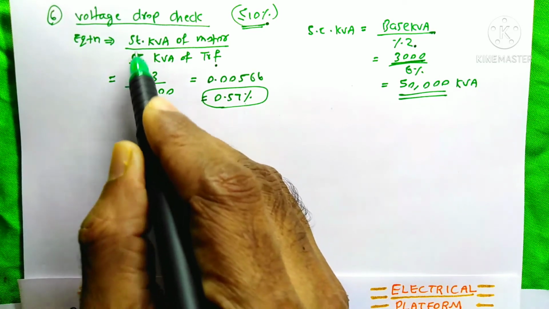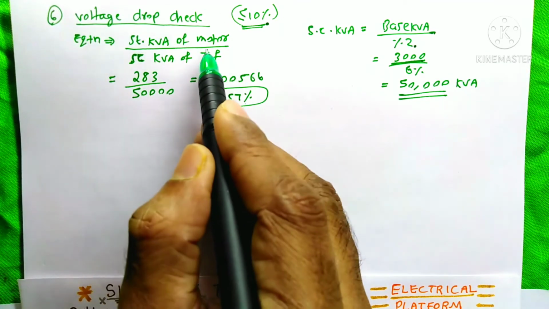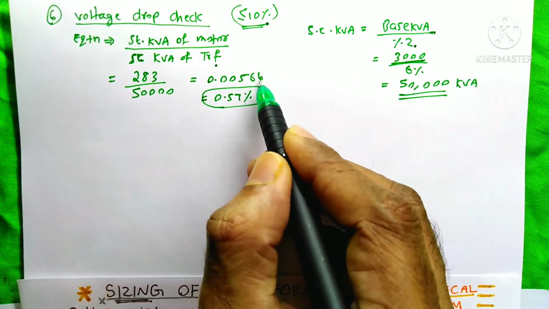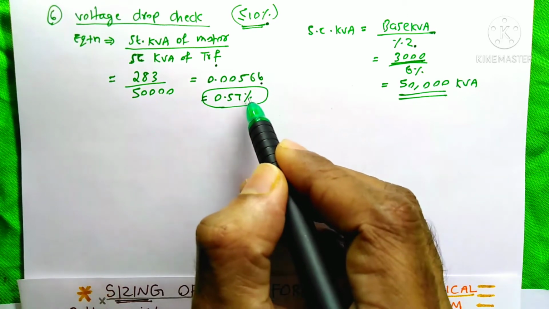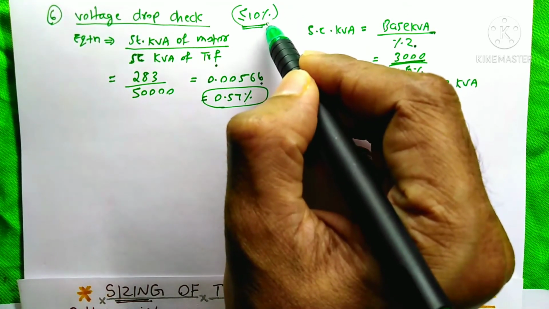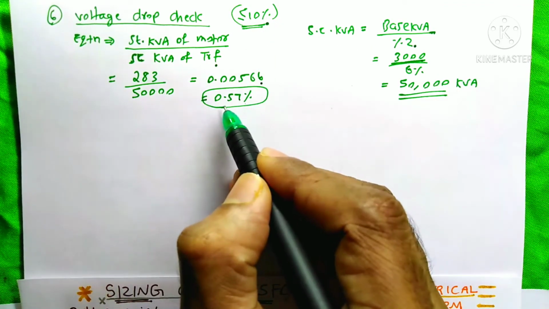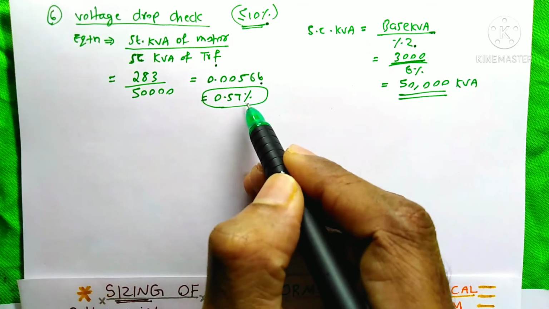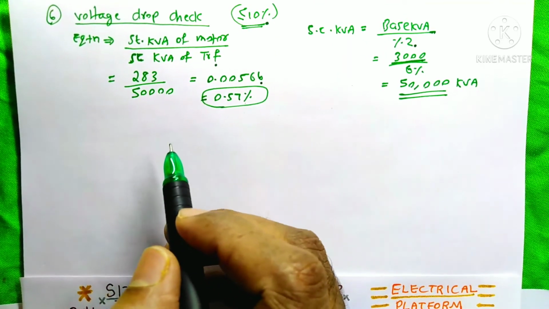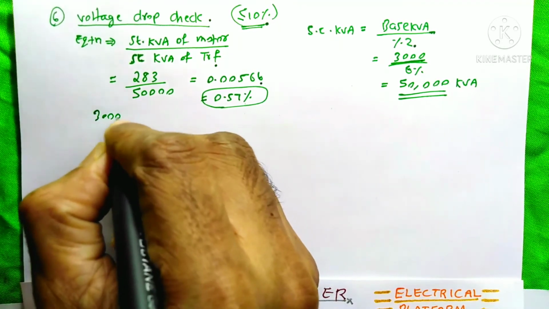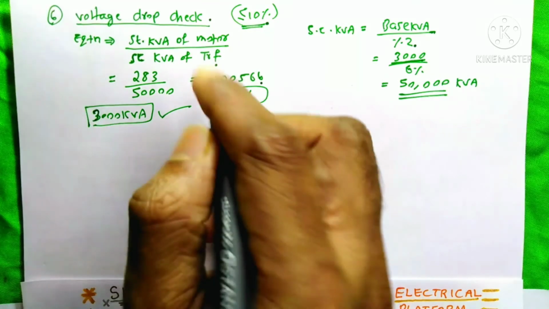283 by 50,000. 283 is the starting kVA of motor from the previous step, and here short circuit kVA is 50,000. So the value is 0.00566, which means 0.57%. Our allowable percentage of the voltage drop is less than or equal to 10%. Here it is less than 10%. It is only 0.57%. It means our transformer has passed this check also. For this building project, we can fix this 3000 kVA transformer. Suppose in this step your answer is more than 10%, then you need to select the next higher size of the transformer.